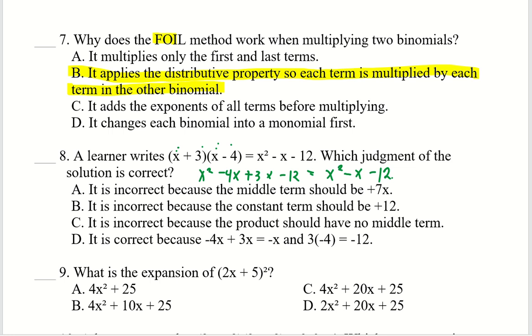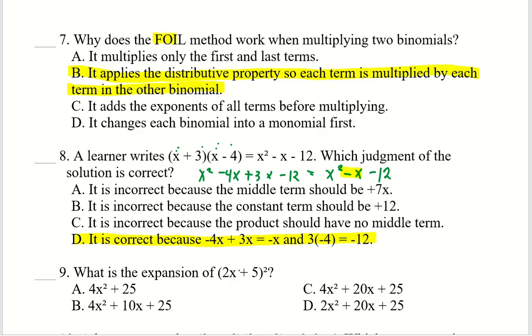Okay, so number 8, that will be letter, yeah, negative 4x. It is correct. Ayan, A to C is incorrect. So it's letter D. It is correct because negative 4x plus 3x is equal to negative x, and 3 times negative 4 is negative 12.